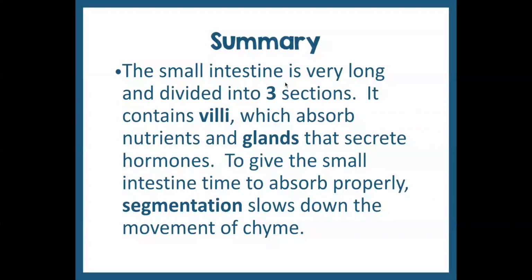So to sum up, the small intestine is very long, about 10 feet, and it's divided into three sections. It contains villi, which absorb nutrients, and glands that secrete hormones. To give the small intestine time to absorb properly, segmentation slows down the movement of chyme.